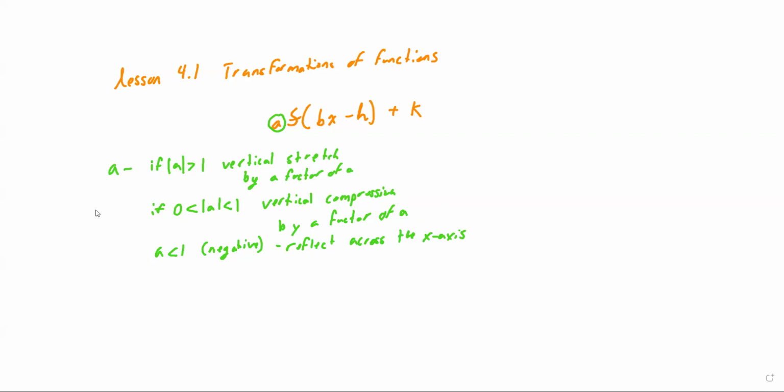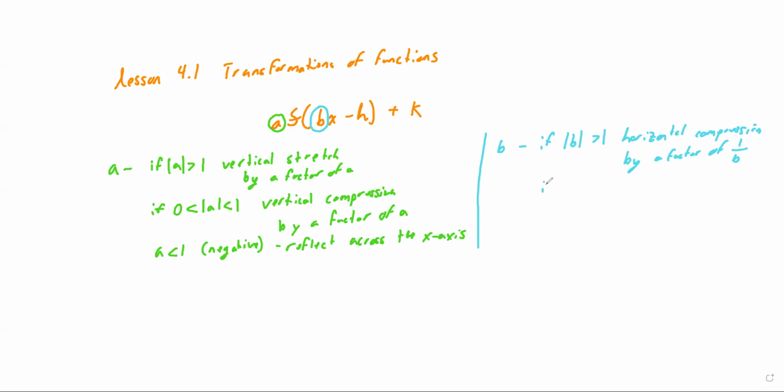And then we'll get into B here. B is pretty much everything that A is except horizontally. And anytime you're within the function, it always kind of does the opposite of what you feel like it should do. So let me tell you what that means. This time, if the absolute value of B is greater than 1, it will be a horizontal compression by a factor of 1 over B. So it does everything kind of like what the A does, but in its opposite way.